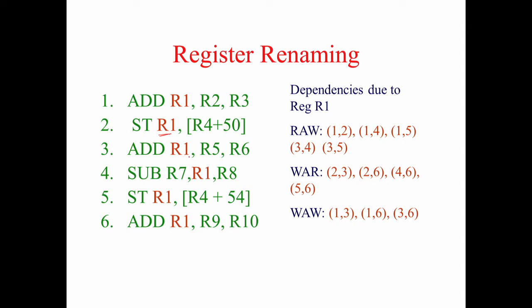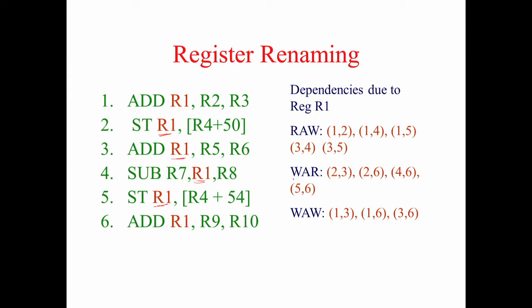Similarly, between 1 and 4 there is a read after write, this is writing and this is reading. Between 1 and 5, there is a read after write. Between 3 and 4, there is a read after write, this is writing and this is reading. Between 3 and 5, there is a read after write as well. So many dependencies are there for R1 within these 5 instructions.